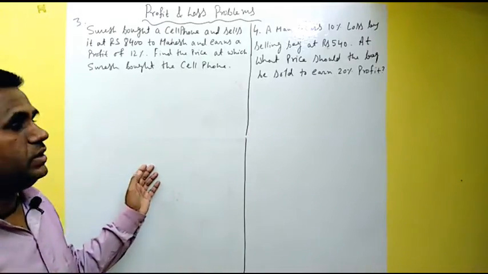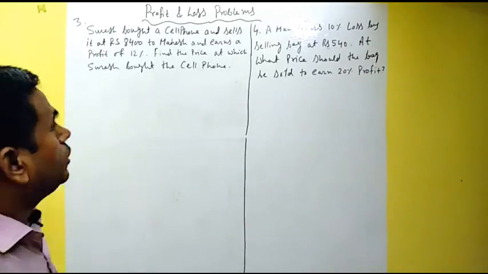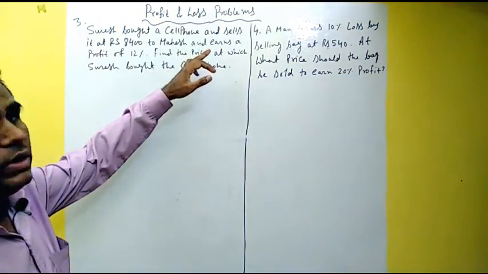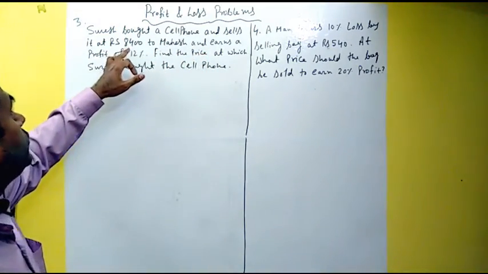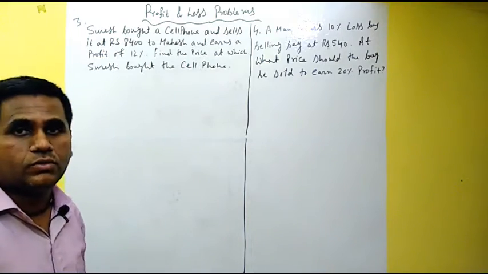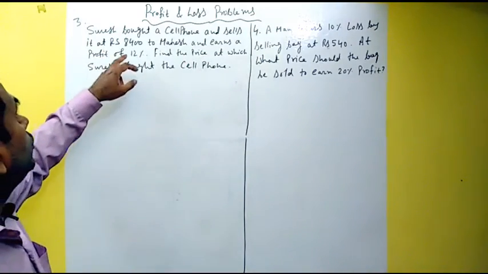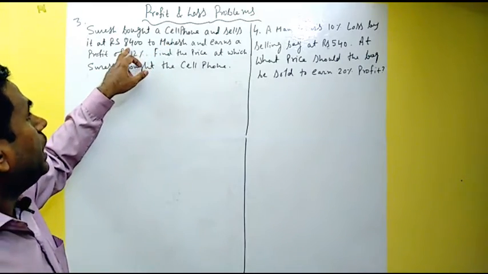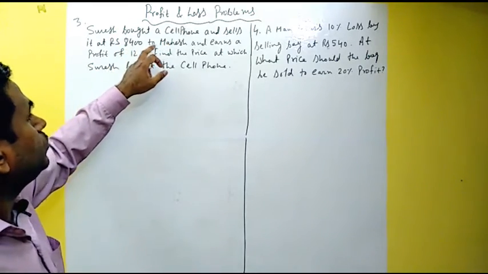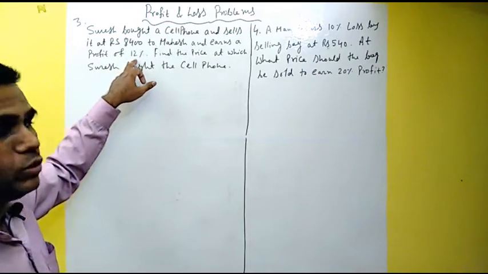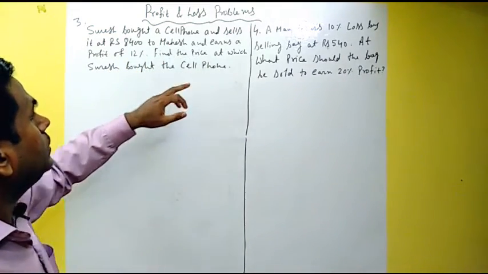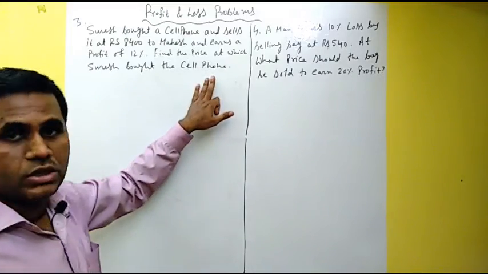So friends, I'm back here with two more problems. Let us solve the third problem now. Suresh bought a cell phone and sells it at rupees 8,400 to Mahesh. So this is the selling price, because Suresh is selling at 8,400 rupees to Mahesh and earns a profit of 12%. He is earning a profit as well. Find the price at which Suresh bought the cell phone.